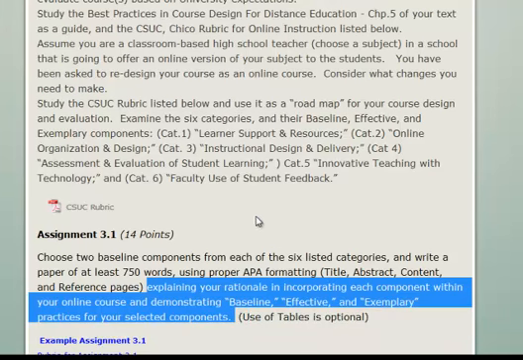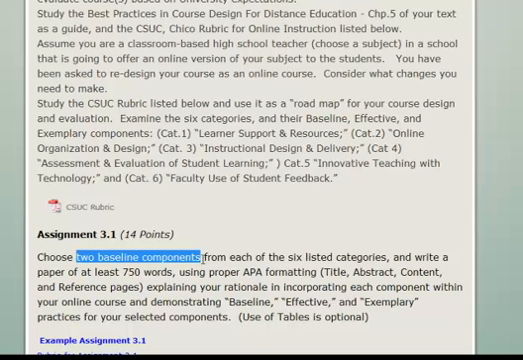And so I feel that by having them choose 2 components from each of the 6, they've got 12 components to write about, and then they have to explain how they would use them. So that's basically the assignment.